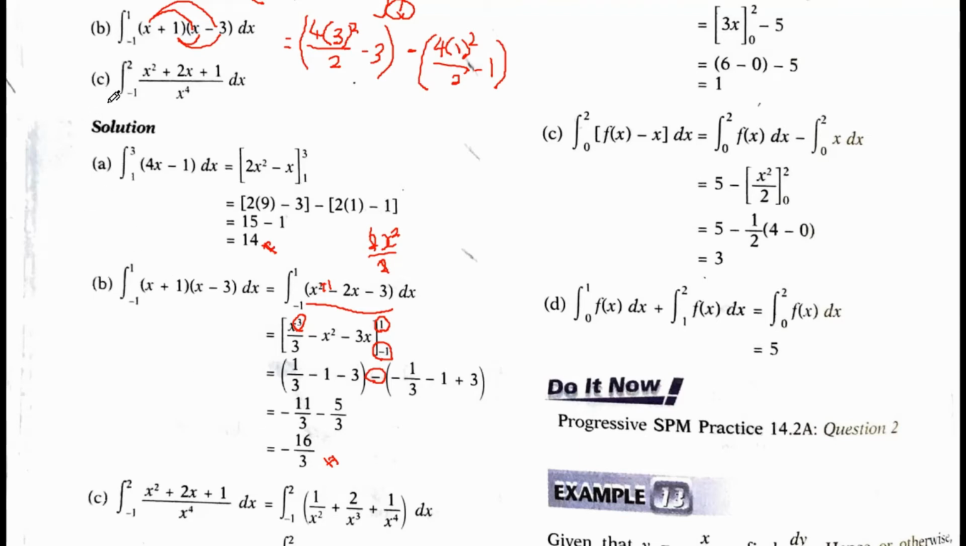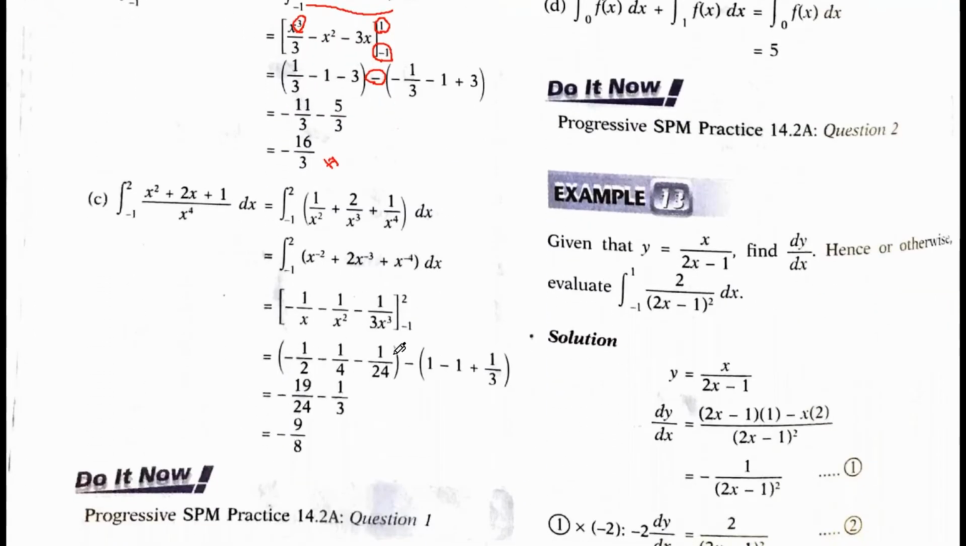Okay, for C, integrate negative 1 to 2, (x squared plus 2x plus 1) over x power 4 dx. For this one, we can simplify it first, one by one. So x squared divided by x power 4, you will have 1 over x squared. Then 2x divided by x power 4, you will have 2 over x cubed, and 1 over x power 4. You integrate it, put the upper limit first, then minus the lower limit. You will get the answer, negative 9 over 8. Do remember when you have a fraction, put it in index form first, then you integrate.